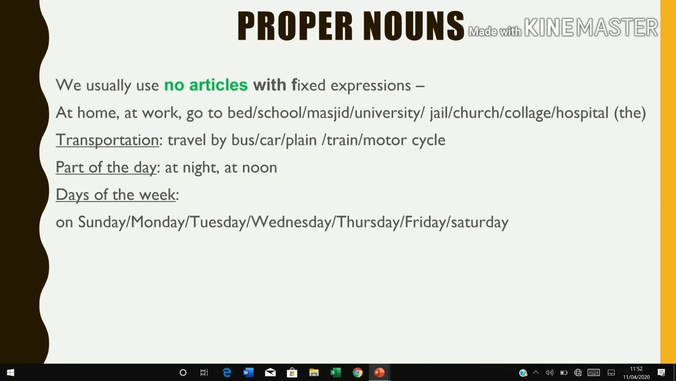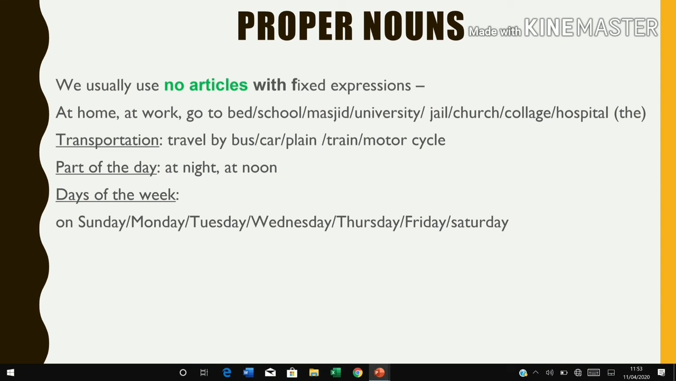Okay, then fixed expressions where we cannot use the: the part of the day, day of the week, transportation, and we cannot use the in go to bed, go to school, go to masjid, church, college, university, all those things. But here is one important message.